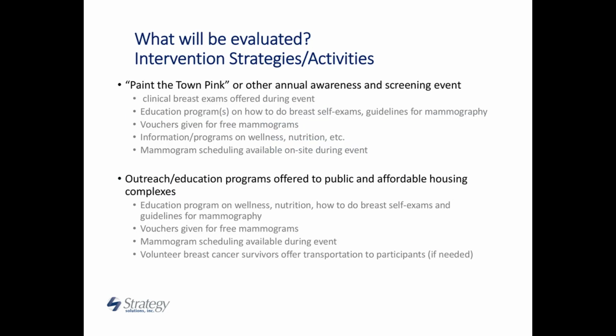So in the West Georgia example, well, what's going to be evaluated? These were their high-level intervention strategies and activities that were outlined in their last needs assessment in 2016. They were doing Paint the Town Pink or other annual events and screenings, outreach and education programs offered to public and affordable housing complexes. These were the strategies that they had going on.